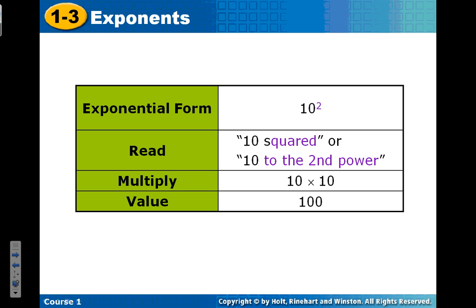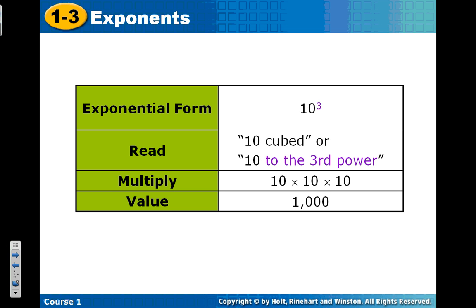10 to the second power. Raised to the second power and raised to the third power have special names. This one is called 10 squared. Anything raised to the second power is always called squared. It means 10 times 10, and its value, obviously 10 times 10 is 100.